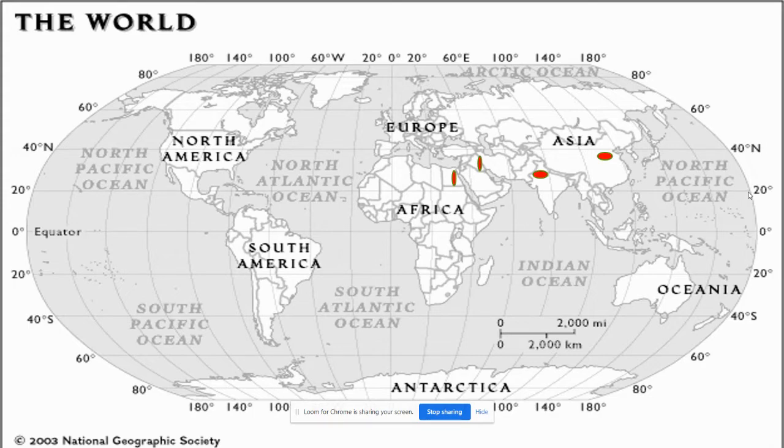So again, view this map, pause to look at what latitude line most of these civilizations are close to. You also see in the notes that I did include a link that might give you a better view as well.